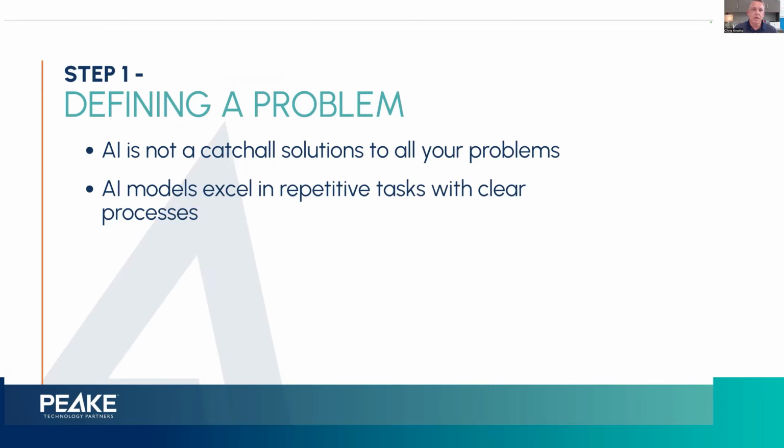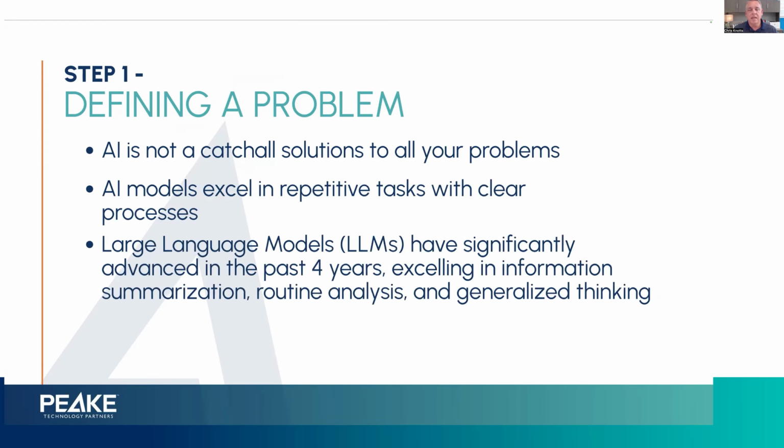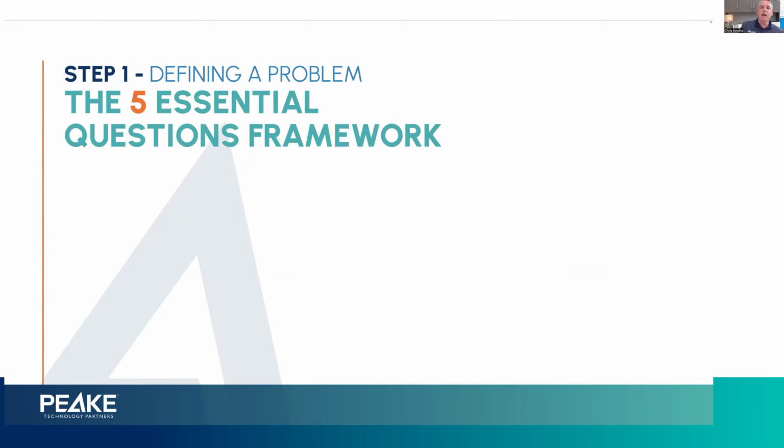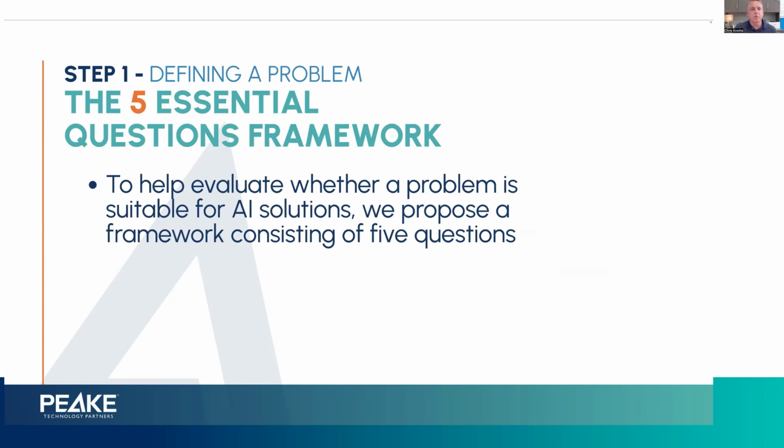So if there's a repeatable task with a clear process, then AI or automation in many cases could make sense. And as we've all seen, these large language models have made significant progress over the last few years, but they're good at certain things and not necessarily good at others. So let's talk about this framework, this question framework that we've developed that we would suggest you use in this process. And this helps us decide whether a problem that we're solving is right for AI.